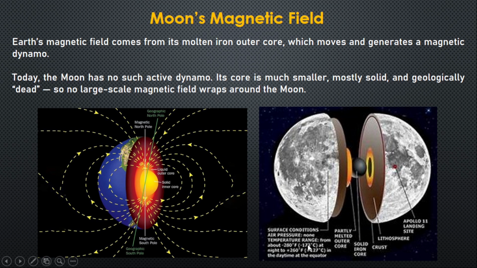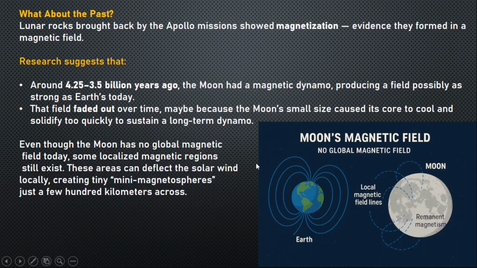So you can see it here. It has a solid inner core and a partially melted outer core. Partially melted can also generate a few units of magnetic field, but just partially. So what about the past?